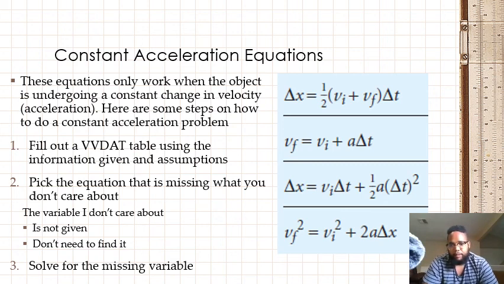As another example, let's say we do not have and do not care about final velocity. Well, the first equation has final velocity. The second equation has final velocity. The third equation does not have final velocity. So if I'm not given final velocity and I don't need to find final velocity, I would use the third equation. Alright? Your third step would be to just solve for your missing variable. Let's take a closer look.